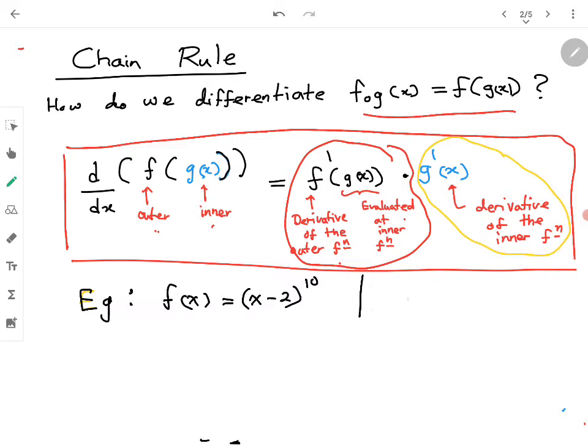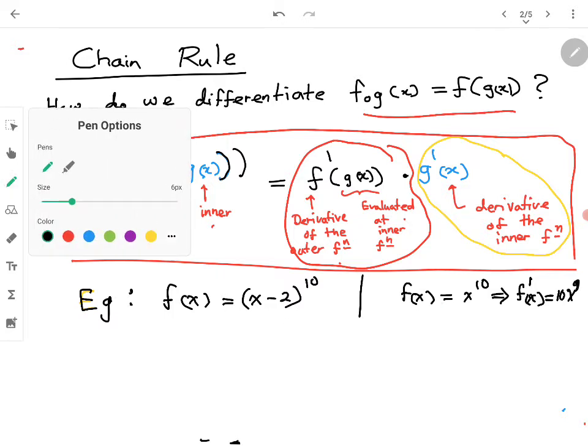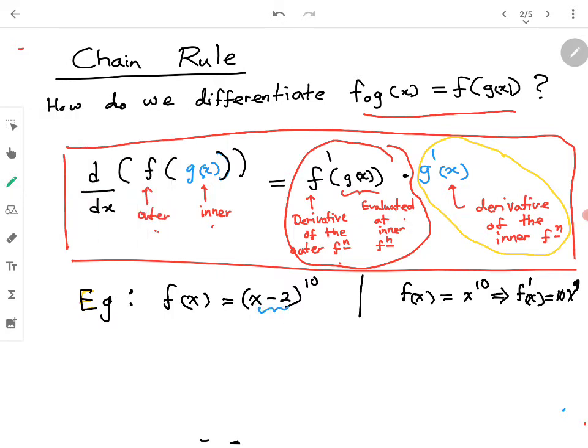Okay. So if instead of x minus 2 to the 10th, it was x to the 10, we can easily find the derivative using the power rule. Remember, that's just 10 times x to the 9 using the power rule. So the reason we can't use the power rule here is because it's not x inside, it's x minus 2.